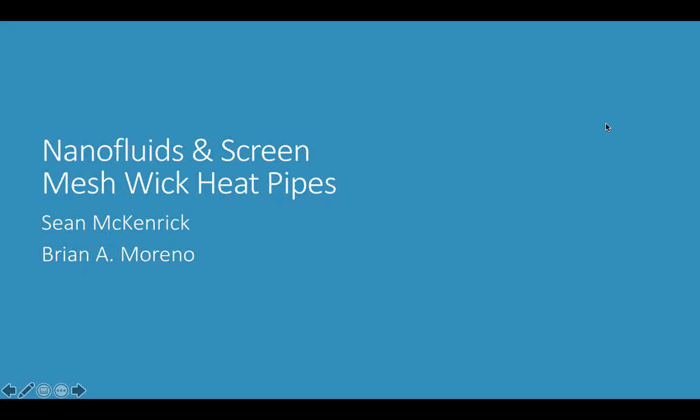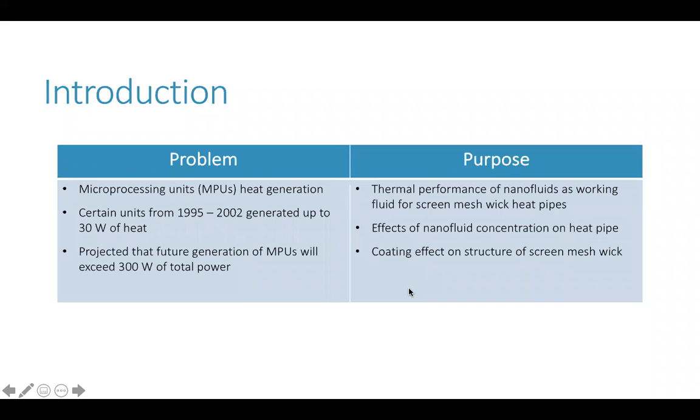I'm Sean McKenrick. We're going to be talking about nanofluids and their effect on heat pipes. So the problem that we have with PCs is that their microprocessing units, also known as MPUs, tend to generate a large amount of heat. For example, certain units from 1995 through 2002 generated up to 30 watts of heat. And it's been predicted that future generations of MPUs are going to exceed 300 watts of total power.